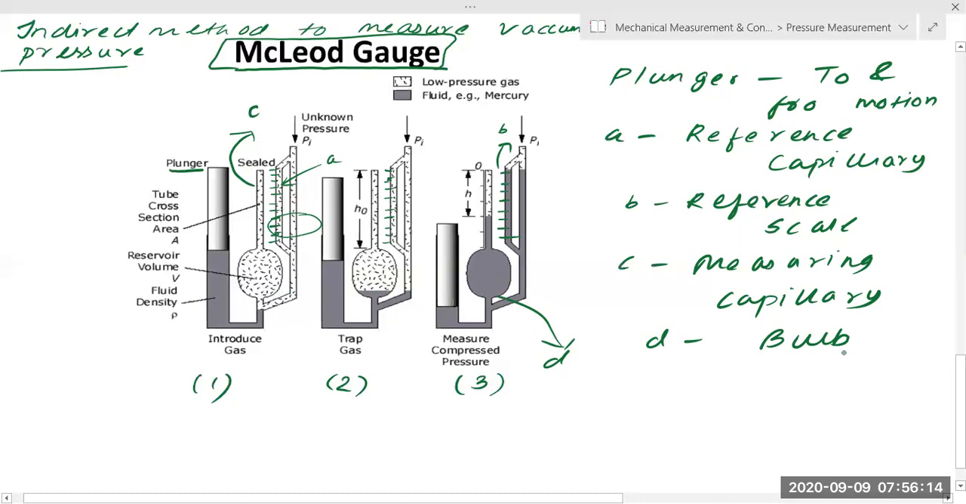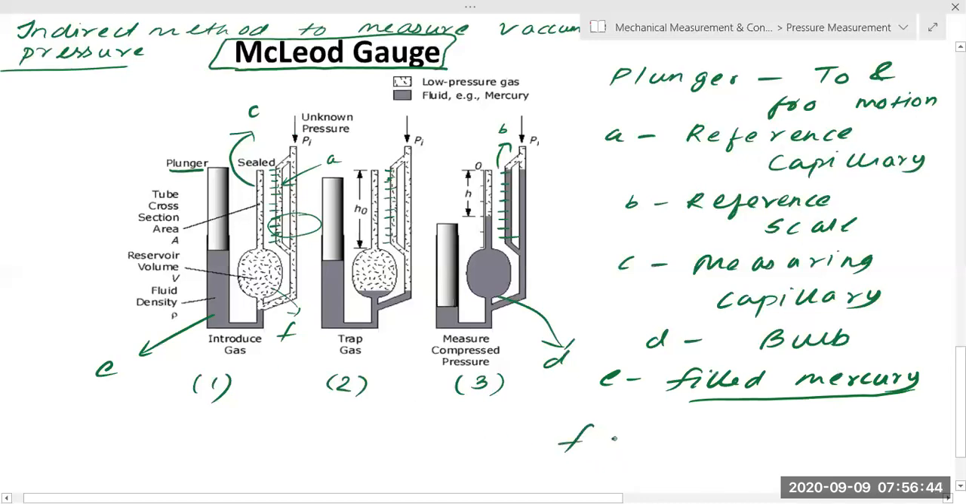Now, whatever is inside, can you see something which is black? This is actually filled mercury. It can be any fluid, but for reference we can take it to be mercury. Then the dotted part inside is the fluid, which will come from this end. I'll explain that afterwards. The F part is the fluid whose pressure is to be measured.